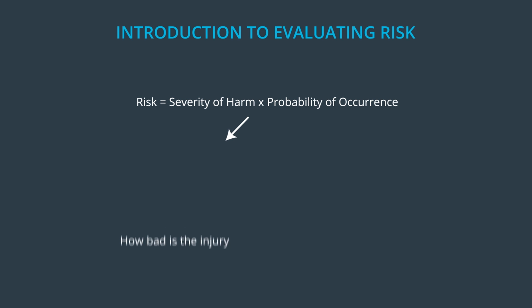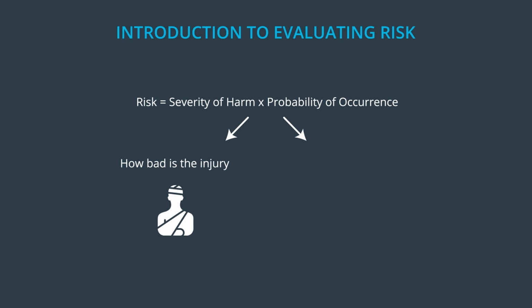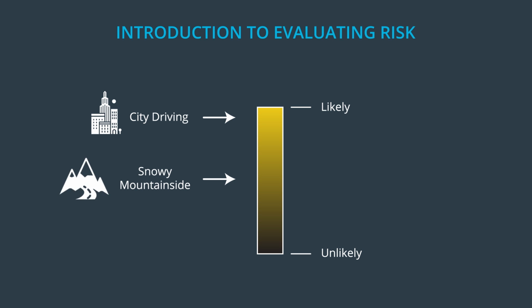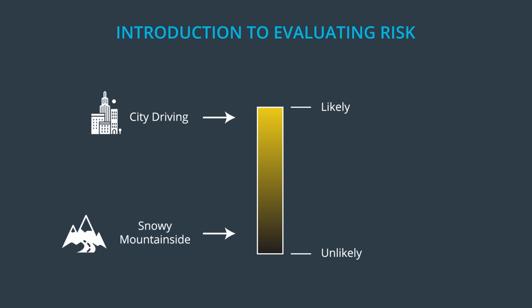Severity of harm measures how badly a person could be injured when an accident occurs. Probability of occurrence has a specific definition for passenger car functional safety. It is the frequency with which typical drivers find themselves driving in a certain situation. For example, driving on a city street has a high probability of occurrence because people do it every day. Driving on a snowy mountainside has a low probability because people hardly find themselves driving in those conditions.